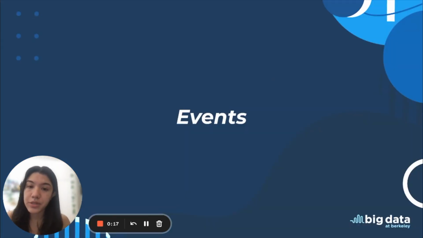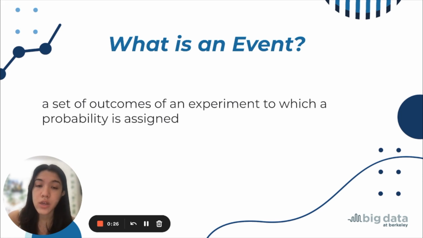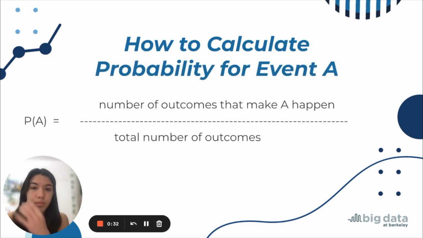Before we begin, we must understand what an event is. So what is an event? An event is a set of outcomes of an experiment to which a probability is assigned. So in a lot of probability questions, we'll be considering different events and different subsets of events.